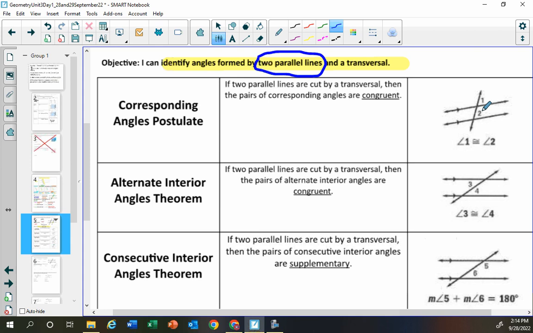If the lines are not parallel... Now, I think on the quiz and the test, more than likely, this is going to be the case. So if I give you a problem, like what we're going to do some today, you can assume that line is crossing 2 parallel lines.